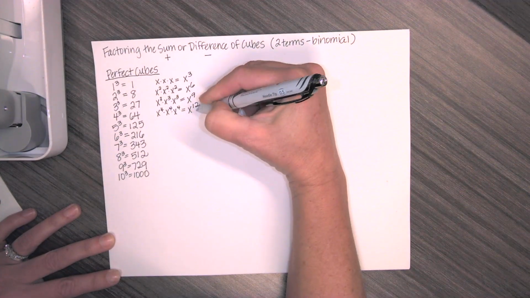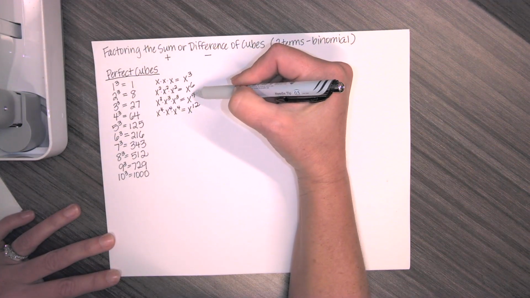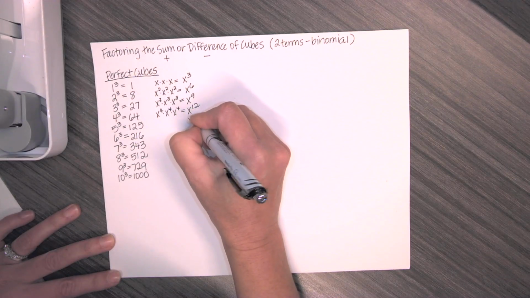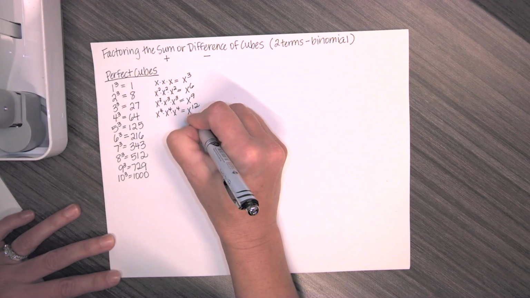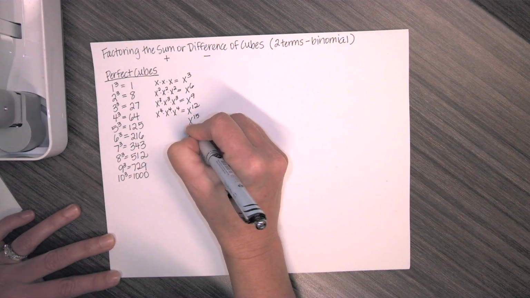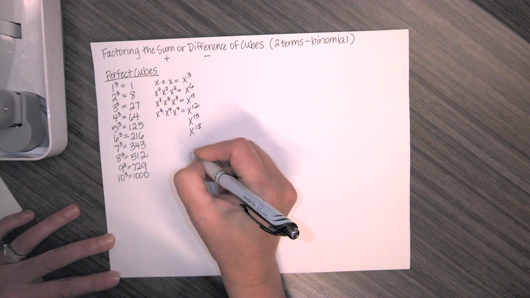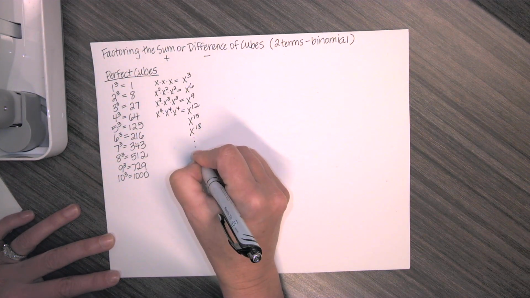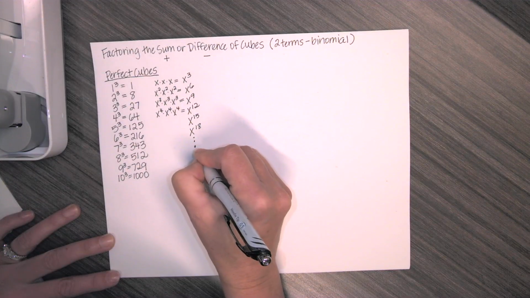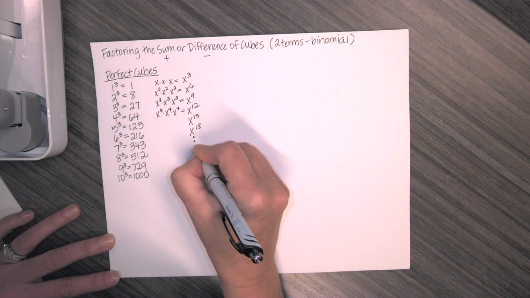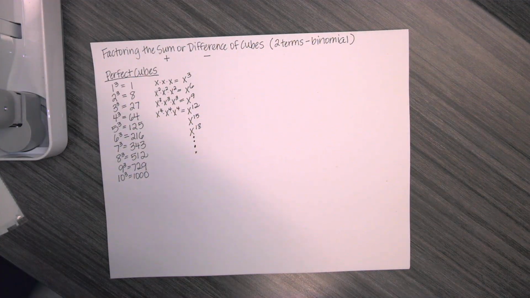And if you look, you can see a pattern here. 3, 6, 9, 12. They're multiples of 3. So any variable raised to a number that is a multiple of 3 is going to be a perfect cube. So that could keep going. And it doesn't have to be x. It can be a or b or m or any variable.